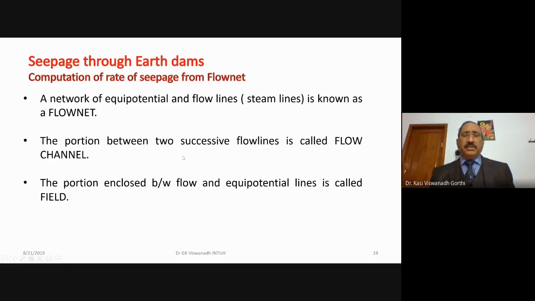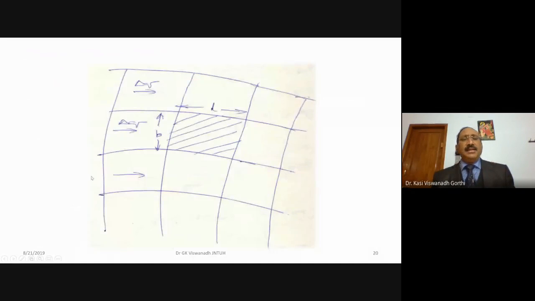The portion between two successive flow lines is called the flow channel, and the portion enclosed between flow lines and equipotential lines is called a field. Flow net, field and channel. You can see here how the grid is formed. These near horizontal lines are the streamlines, and the near vertical curves are called the equipotential lines. The grid which is formed with the combination of flow lines, also called streamlines, as well as the equipotential lines is called the flow net. So in this flow net, you can see what is a channel and what is a field.